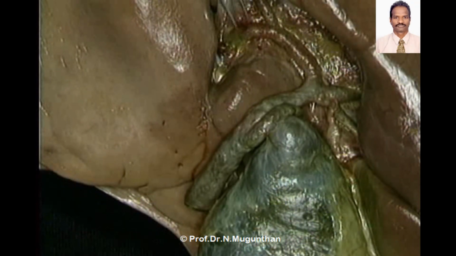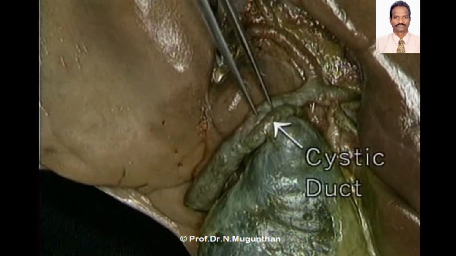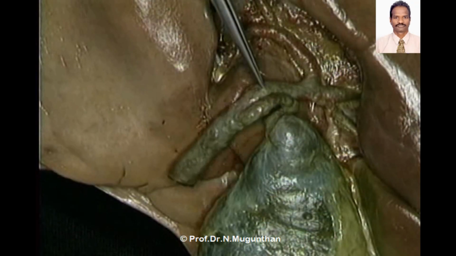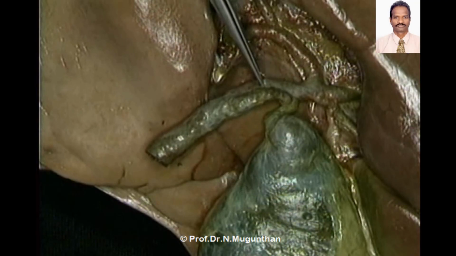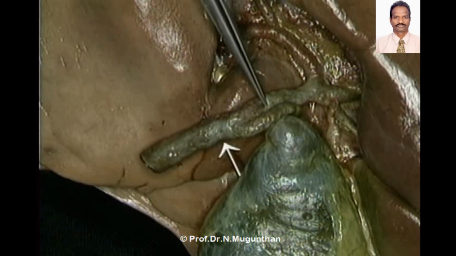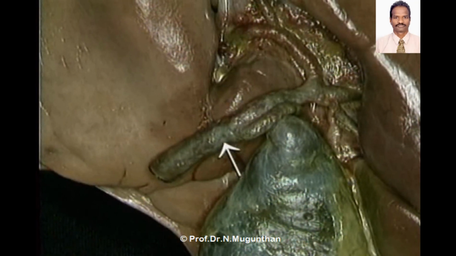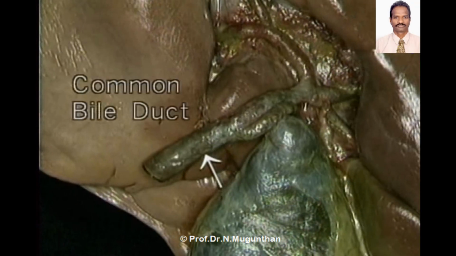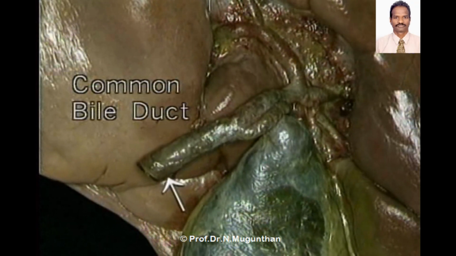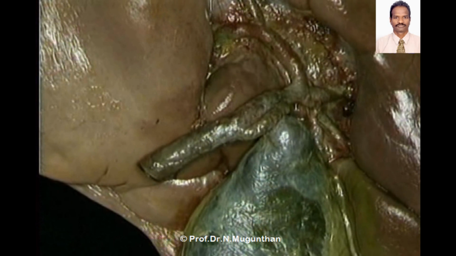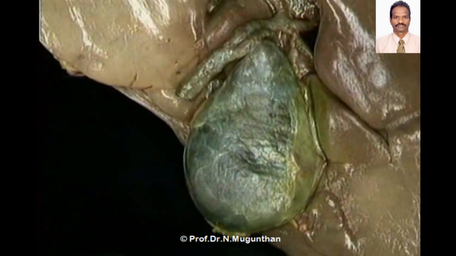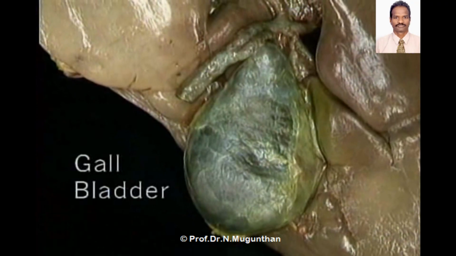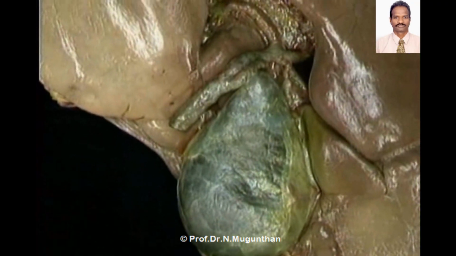This common hepatic duct receives the cystic duct. The cystic duct is coming from the gallbladder. See, close to the neck of the gallbladder, the cystic duct is emerging, and the cystic duct joins with the common hepatic duct to form the common bile duct. Now this common bile duct joins with the pancreatic duct to form the common hepatopancreatic duct. It opens into the second part of the duodenum.